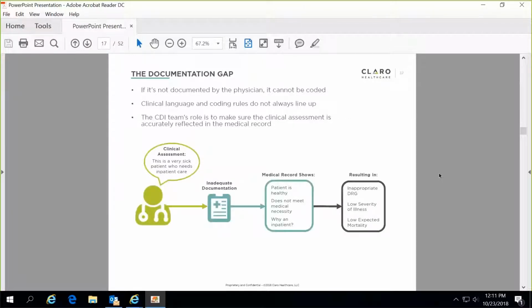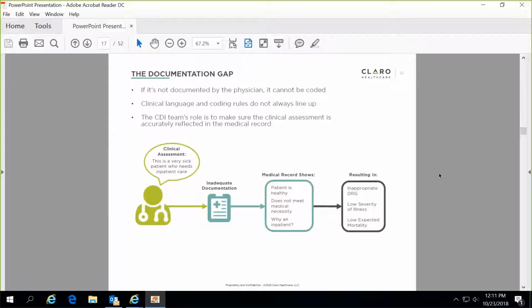So here's just a little scenario of that documentation gap. We know that patient is really sick, really sick, and we're like, he's so sick, but we don't have that documentation. It doesn't meet that medical necessity to be an inpatient. And then we have a resulting inappropriate DRG, even if we make them inpatient. If you don't have that documentation, we still can't support it, because we're going to just send out that one piece of paper, and that's what's going to tell the story. Low severity of illness, low expected mortality. That patient dies of a broken arm, but it was something else that occurred, you know, that we were concerned about. Maybe they had a malignancy.